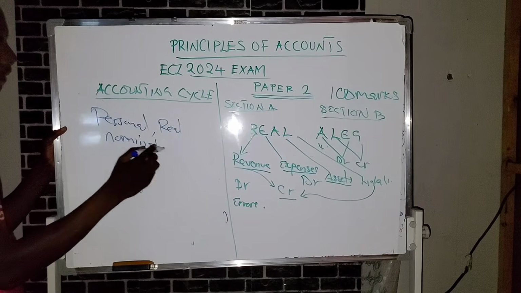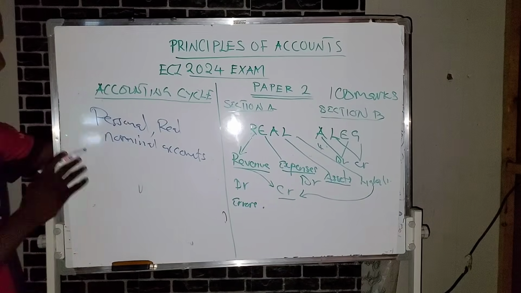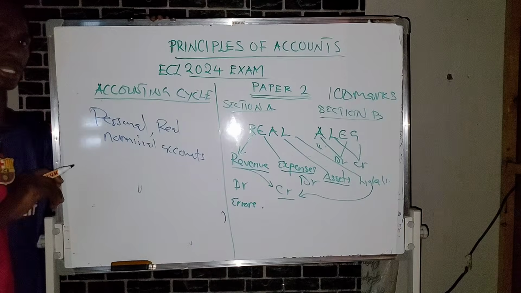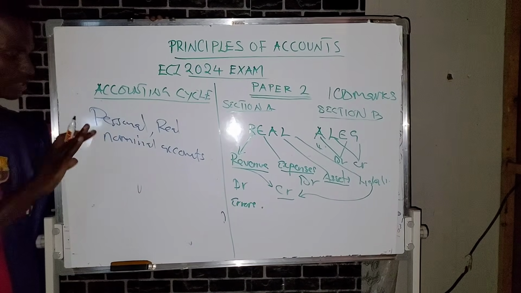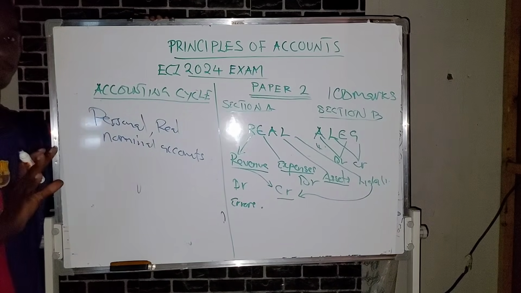Nominal accounts. Okay, now, listen. Personal accounts are accounts of persons, debtors and creditors. Okay, it also includes names of organizations or firms, businesses.